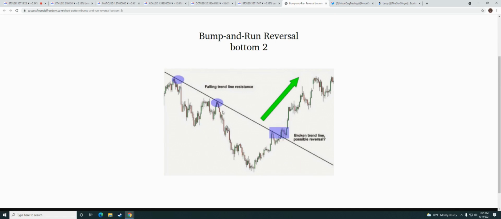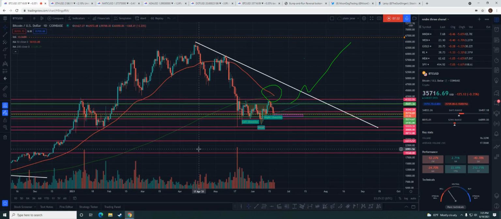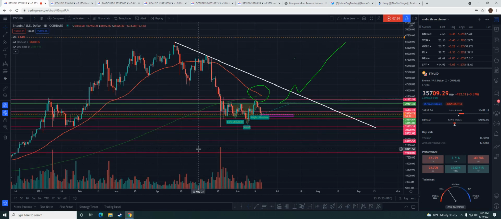So it touched here. We came up. We retested. That's very important, guys. Okay? Because you guys want to wait. You retest, and then that's the confirmation you get. Then, boom, we're off to the races, guys. Bump and run reversal for Bitcoin. That is a very, very big possibility.